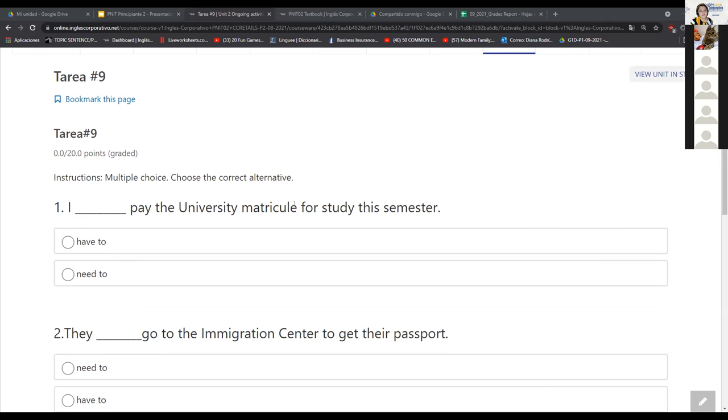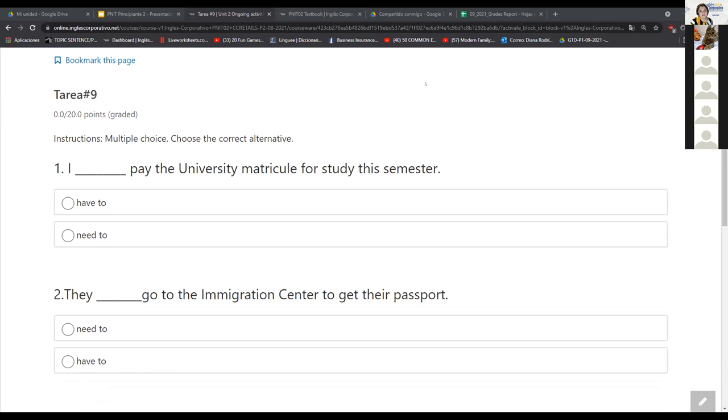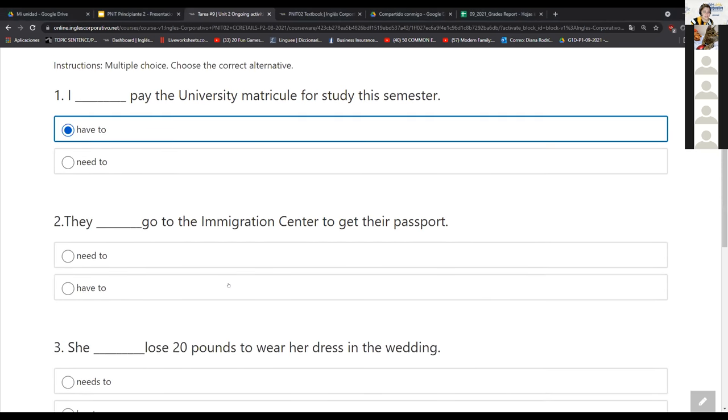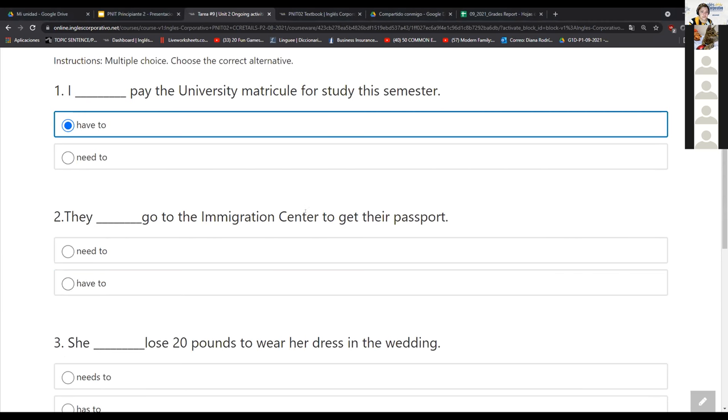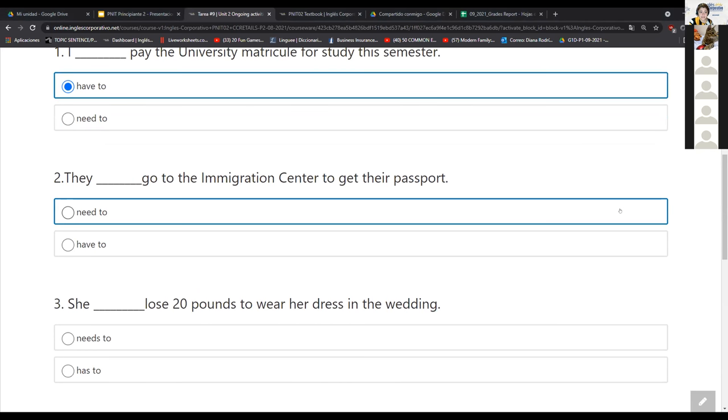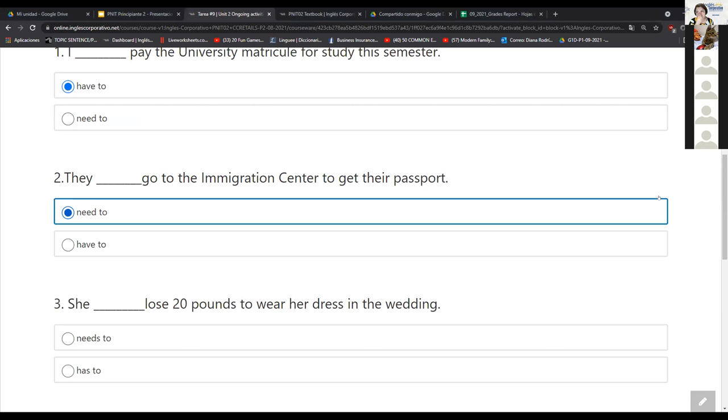I have to or I need to pay the university matricule to study this semester. What do you think is the answer? Have to is obligation. Have to is like an obligation, yes. And okay. Need to is like a necessity. Okay. So what do you think it's gonna be in the number one? Have to, because it's an obligation that you need to pay for the, oh my goodness, have to. Then I have number two. They go to the immigration center to get their passport. They need to or they have to? Need to, exactly, because it's not an obligation that you have to do, like with the identity card. But it's something that you need to do.